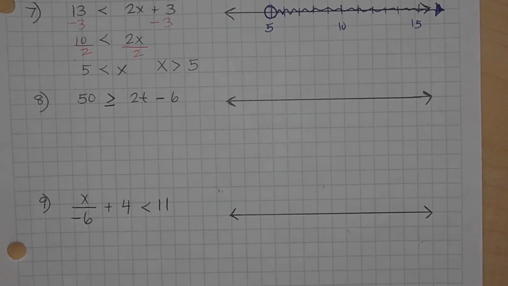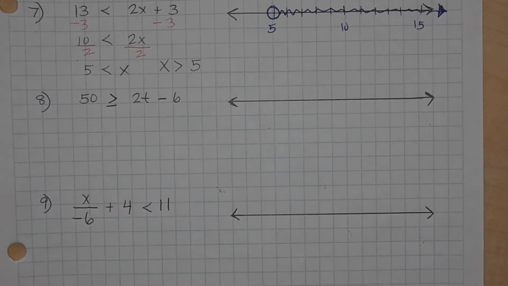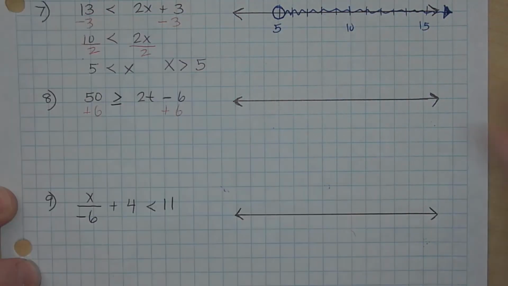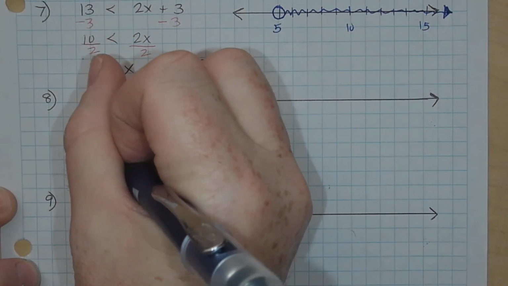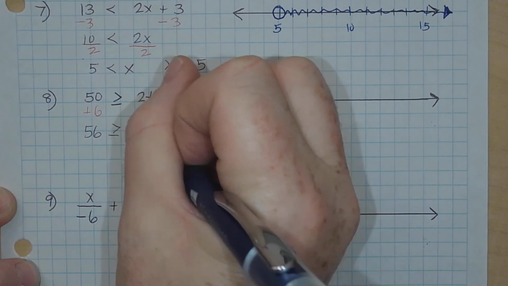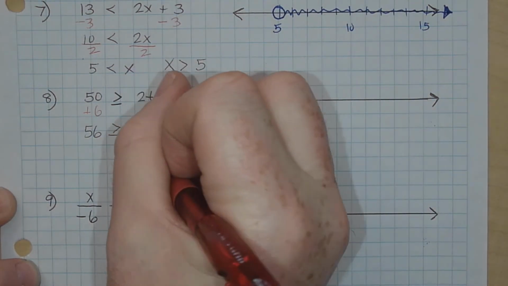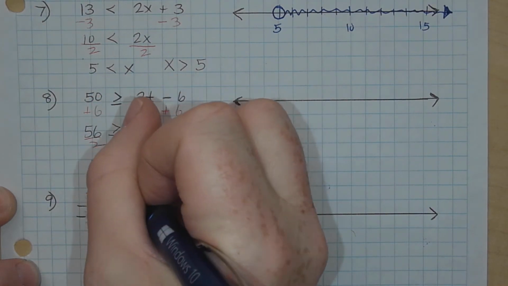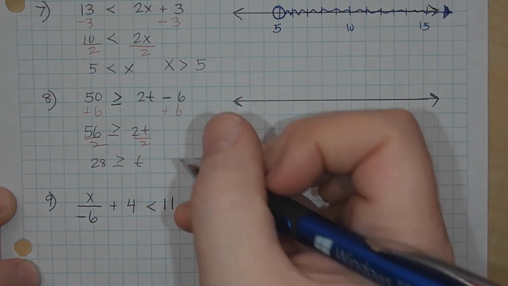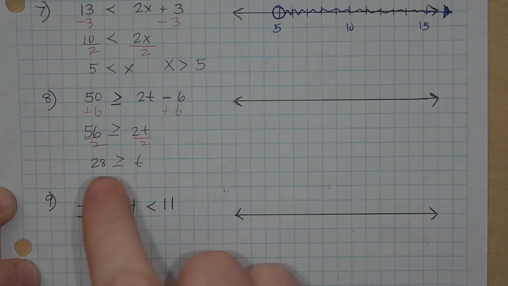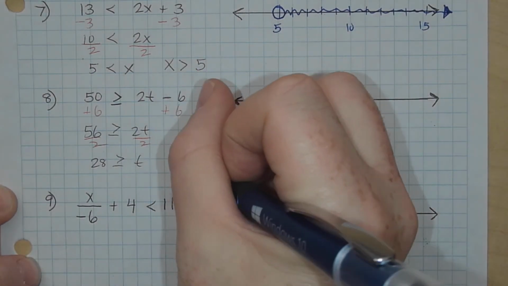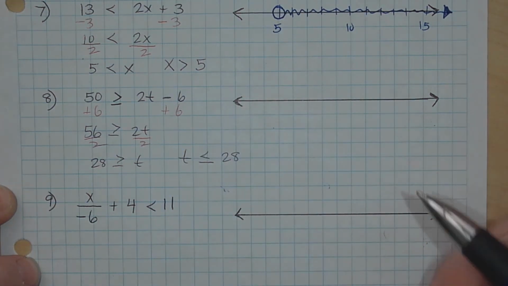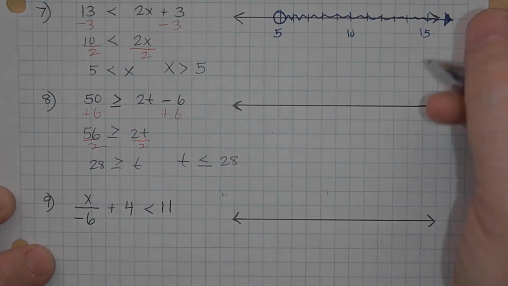Number 8. All right, here we go. So we're going to add 6 to both sides. We're going to get 56 greater than or equal to 2t. Then you can divide both sides by 2. We get 28 greater than or equal to t. Now if we set this up correctly, we put the variable on the left-hand side and that on the right-hand side, we can do that. But we have to flip the sign if we do that. So t is less than or equal to 28.